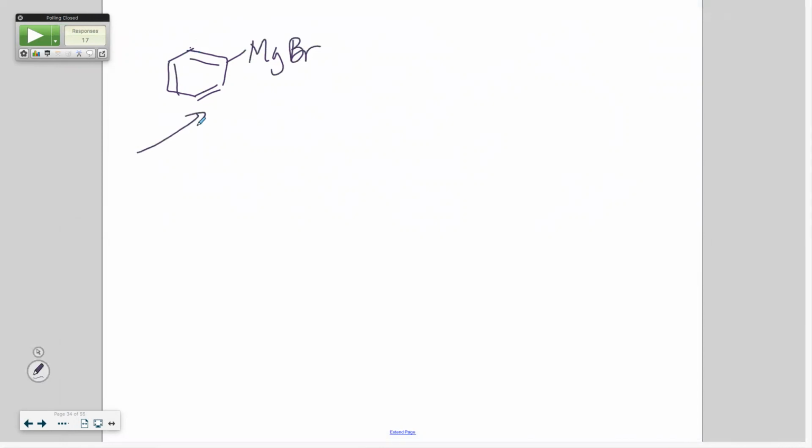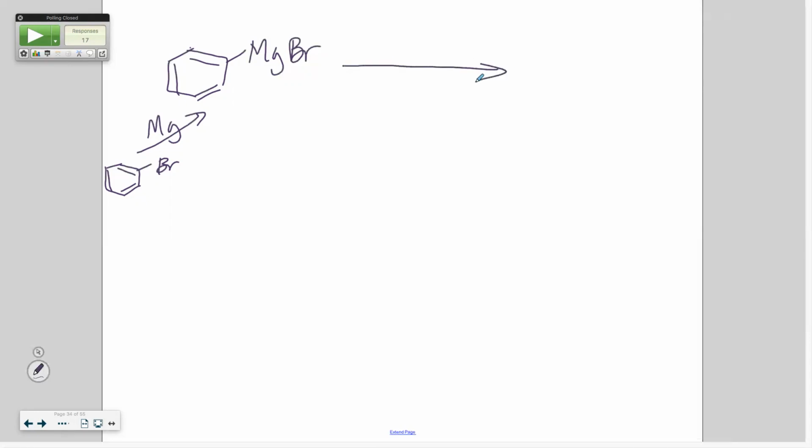What are we going to start with? Br on that benzene ring. Okay, and what do we add? Magnesium. Okay, and it's in a dry ether solvent. Usually it's Et2O, but THF can be used if you need it for solubility reasons.